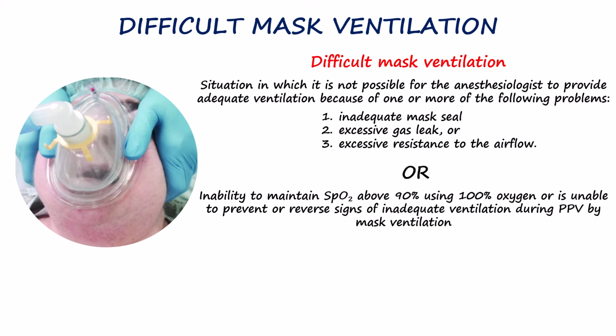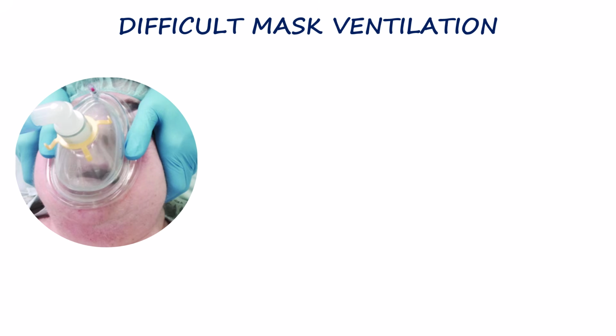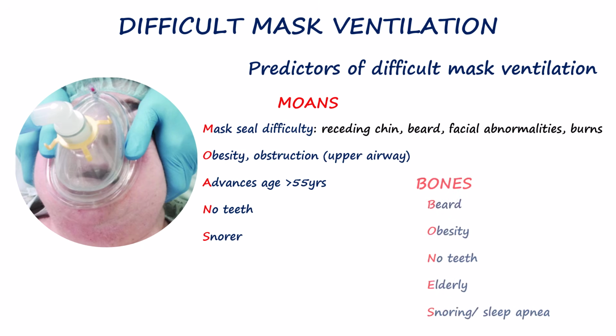Both definitions assume that standard measures have been applied, including optimal head and neck positioning, use of oropharyngeal or nasopharyngeal airways, and the two-handed mask technique. To predict or anticipate difficult mask ventilation during airway assessment, we can use the MOANS or BONES mnemonic, as discussed in the airway assessment video. This helps identify patients at higher risk for ventilation difficulty and guides preparation and planning.